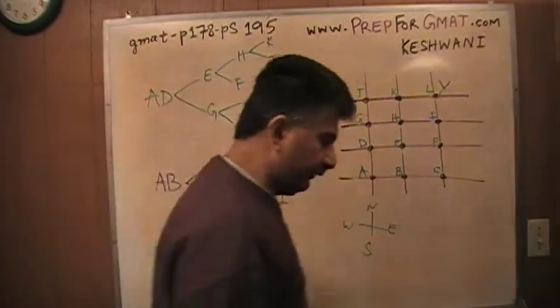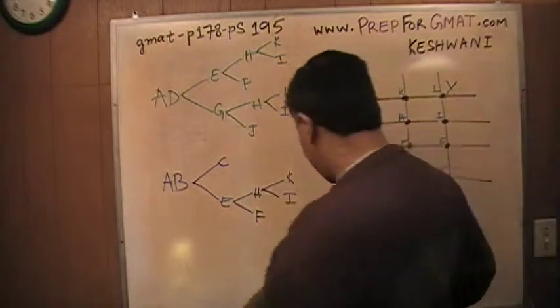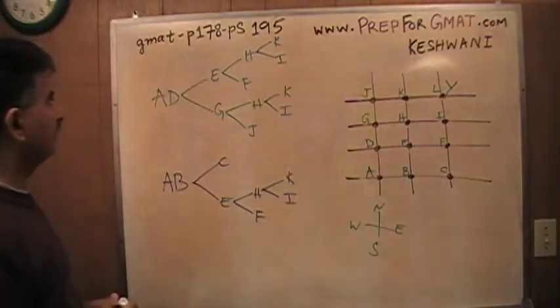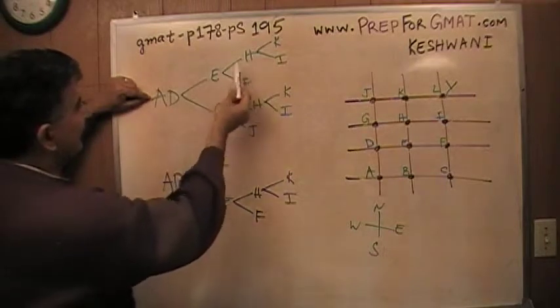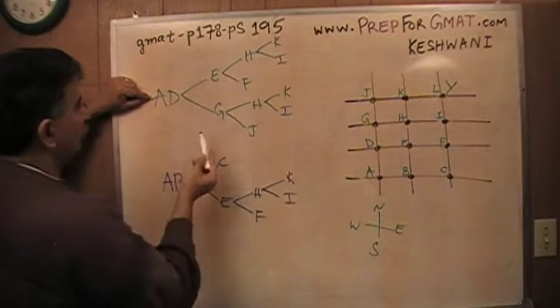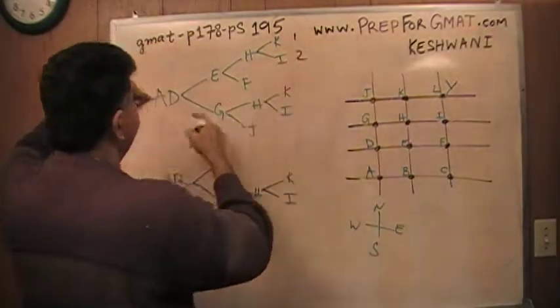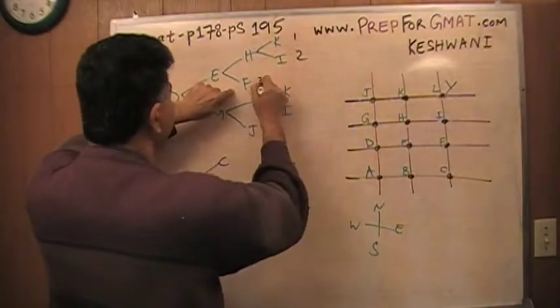Let me look at the clock here, see how I'm doing. Oh boy, I'm already 8.5 minutes into it. I have to wrap it up. So I'm going to enumerate them very quickly for you. A, D, E, H, K, that's 1. A, D, E, H, I, that's 2. A, D, E, F, and once we reach the F, we just keep going north, that's 3.